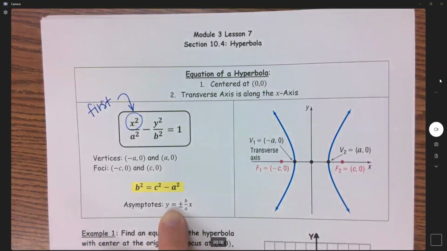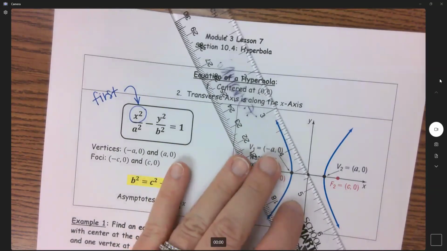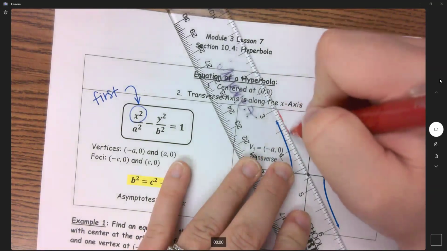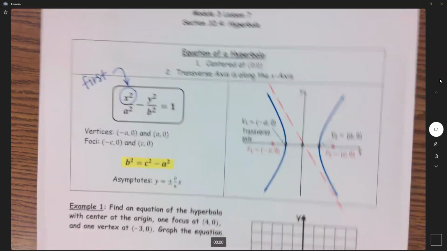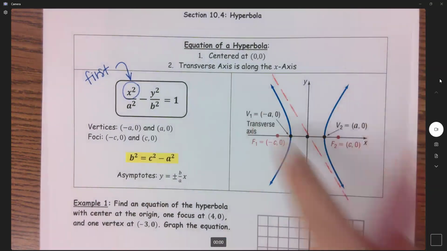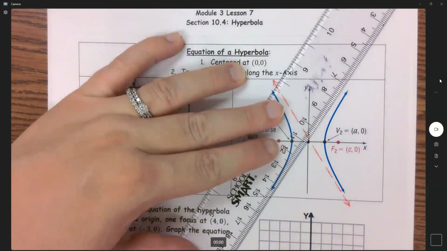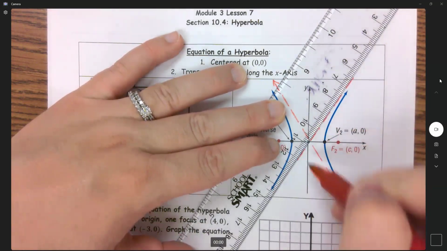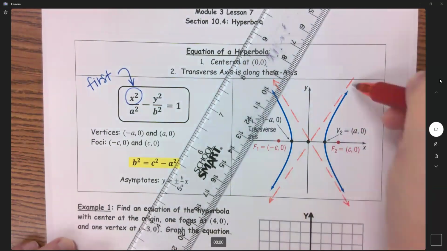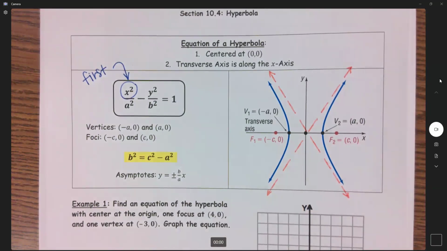And then we have asymptotes in here. So these asymptotes, again, will go through the center. And we're going to have 2 right here. And so that's why it is plus or minus b over a. There is my asymptote here with my negative slope. And then here is my asymptote with my positive slope. We have 2 asymptotes going in there. Okay, so let's try 2 examples based off of this formula here.